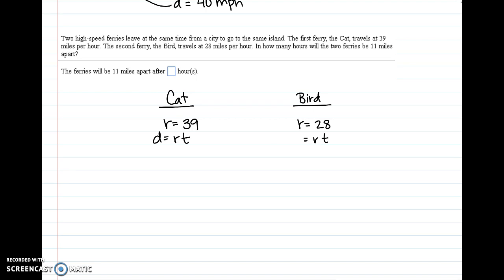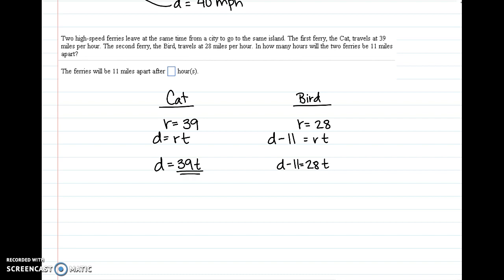So since the bird is going slower, he's going to be 11 miles behind the cat. So whatever distance the cat has gone, we want to know when the bird has gone 11 fewer miles. The bird is trailing the cat by 11 miles. So we have D equals 39T, and D minus 11 equals 28T.